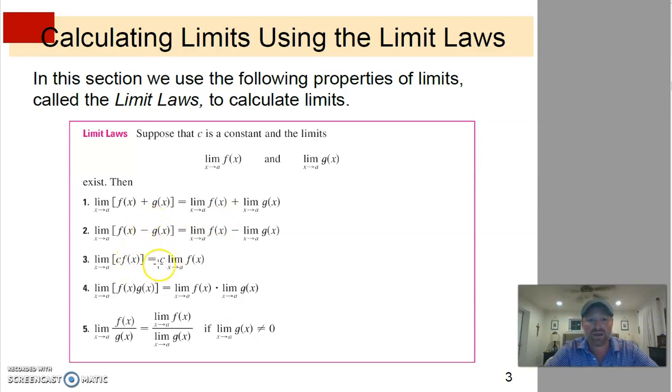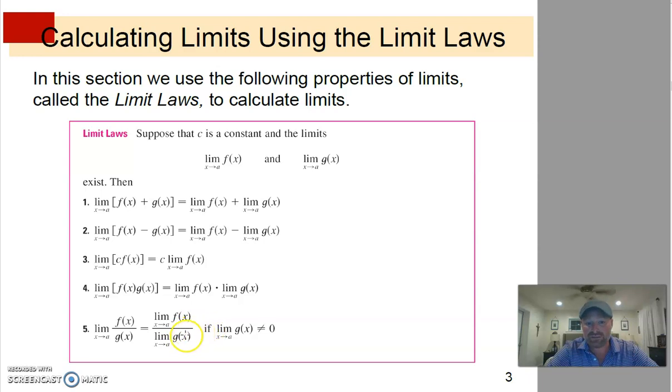It works the same way when we have a constant here, but notice the constant goes on the outside when we're taking the limit of the function. So this would be c times the function f of x. And therefore, the limit as x approaches a of c times f of x is the same thing as c times the limit as x approaches a of f of x. And then the multiplication is very similar to addition and subtraction as well, and division is the same thing.